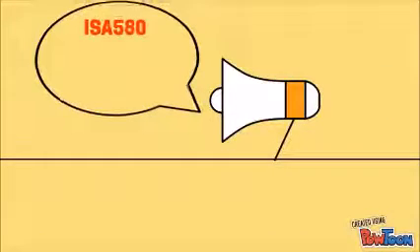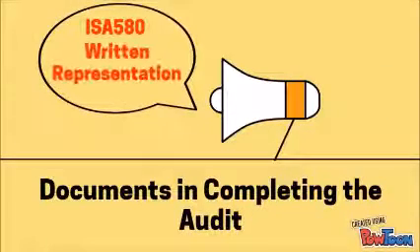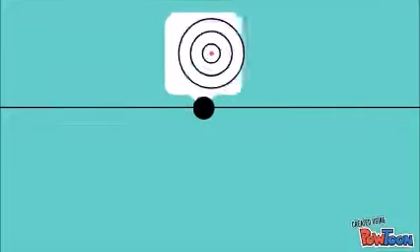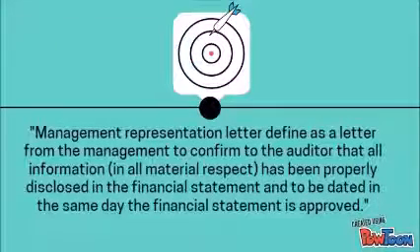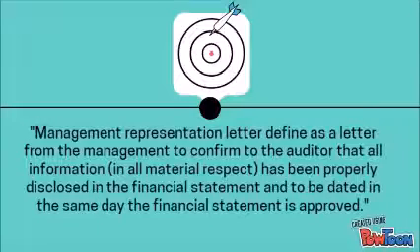Next is documenting and completing the audit, which is covered in ISA 580. According to ISA 580, a management representation letter is defined as a letter from the management to confirm to the auditor that all information, in all material respects, has been properly disclosed in the financial statements, and it is to be dated on the same day the financial statements are approved.